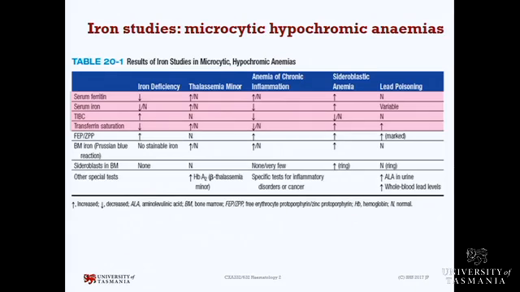So the way that we can differentiate them is looking at the iron studies. And so you can see here all of our main culprits. So here's iron deficiency, thalassemia, anemia of chronic inflammation, sideroblastic anemia. So you can see that iron deficiency is the only one where we have a reduced serum ferritin. It's increased in all of the others. And serum iron is also low here, and it's low in anemia of chronic inflammation. It's normal or high in the other two.